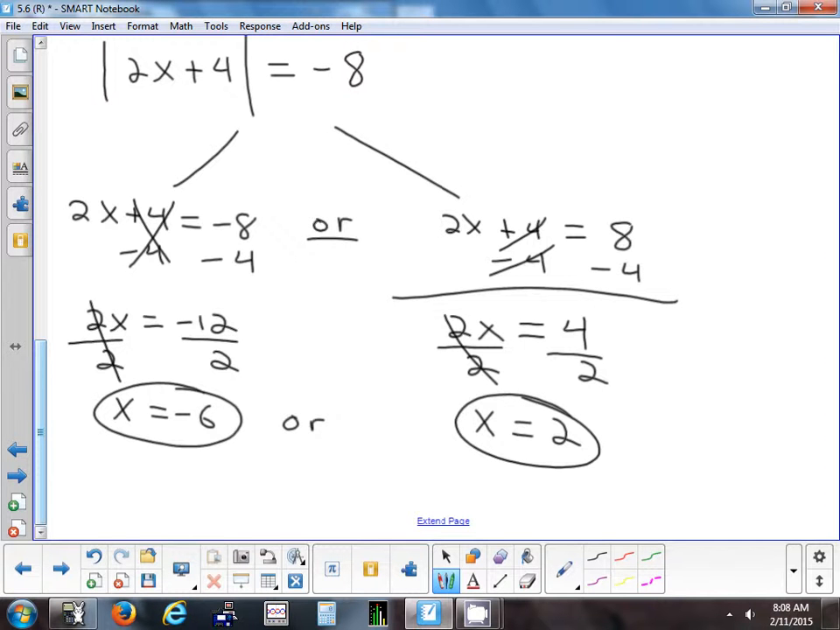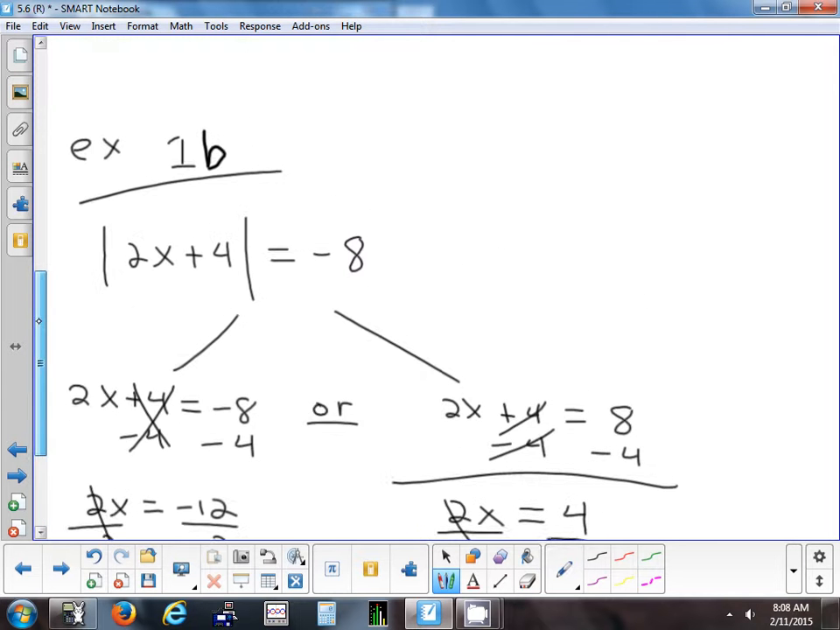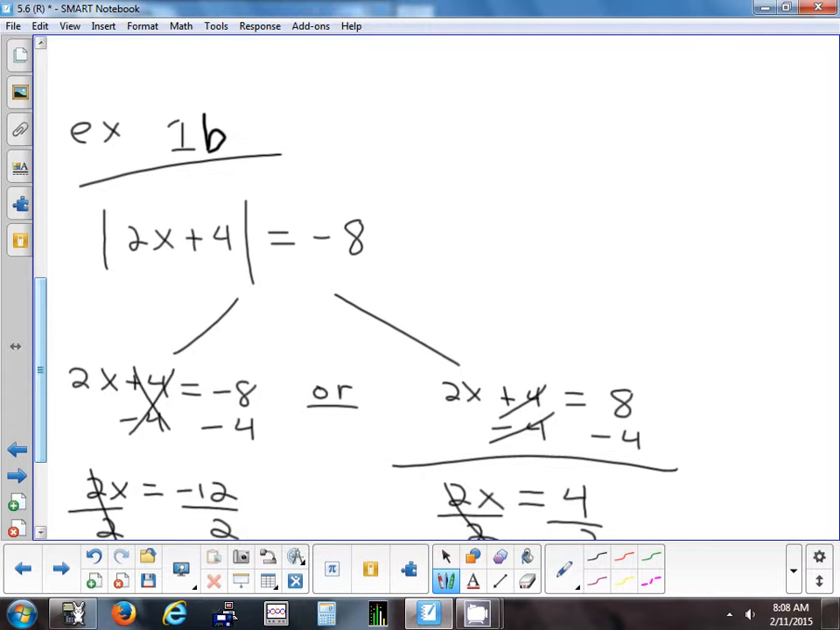Okay, let's check those answers to see if they work. Let's start with negative 6. If we plug in negative 6, I'll do it off to the side. 2 times negative 6 plus 4. Checking it. 2 times negative 6 is negative 12. And negative 12 plus 4 gives me negative 8.